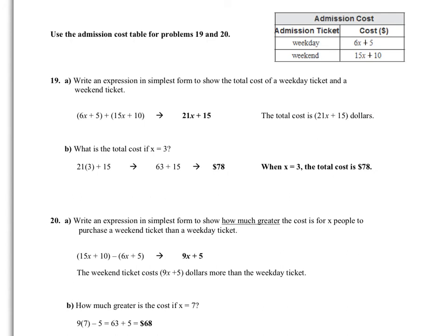B, what is the total cost if x equals 3? So now we know how many people are going. So we're going to take out the x and we're going to plug in 3. So 21 times 3, plus our constant 15. 21 times 3, if you plug that into your handy-dandy calculator or you do the math, you're going to get 63. 63 plus 15. Do that good old math and you're going to get 78 bucks. So when x equals 3, the total cost of buying those, $78.